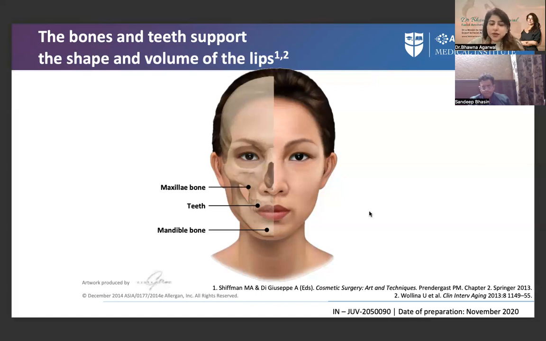So you have to see that you don't add volume. If the lips are over projected, don't add more volume to the lips, so that they should not appear more over projected.